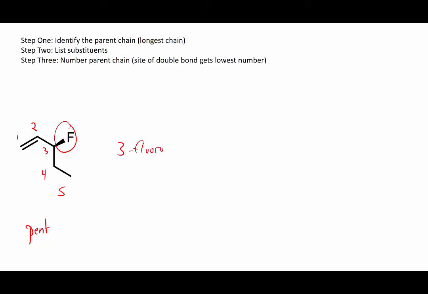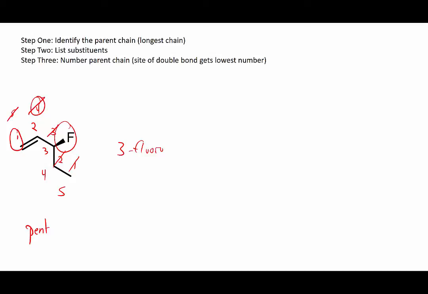Next, we're going to number the parent chain so that the site of the double bond gets the lowest number. So in this case, our carbon 1 is where the alkene begins, where the first double bond is. So that will always be numbered 1. If you remember, this molecule is somewhat symmetric. If we numbered this way, we would also get a 3-fluoro group, but in this case the first bond would be 4 for the alkene. So we're going to number it left to right. So I'm going to cross these out.